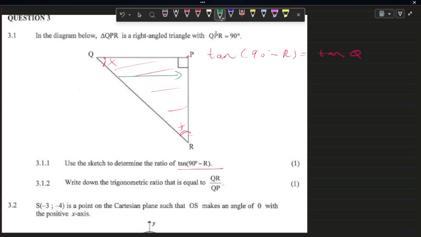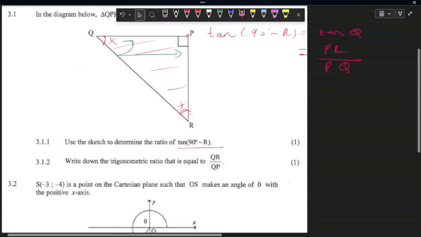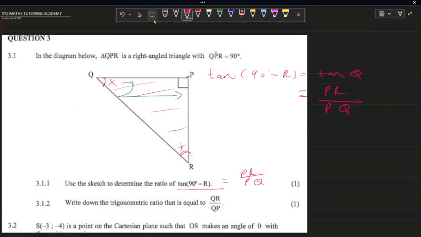Now, we know that tan is opposite over adjacent. So this will be given by PR over PQ, because PR is the opposite side and PQ is the adjacent side as far as angle Q is concerned. So this is PR over PQ.